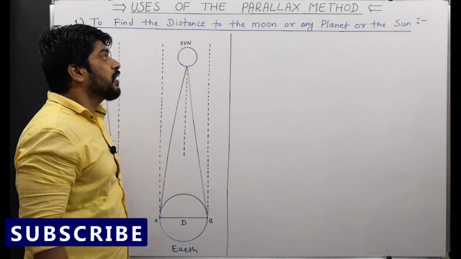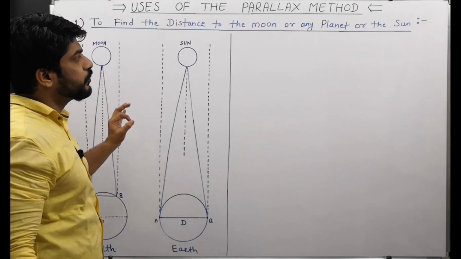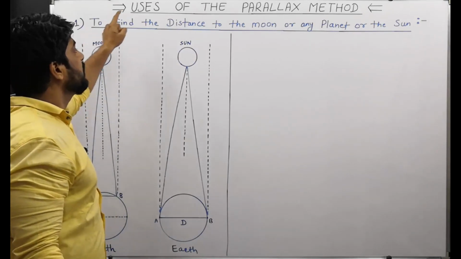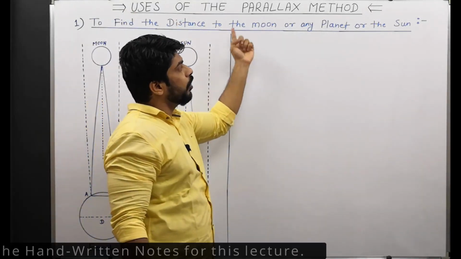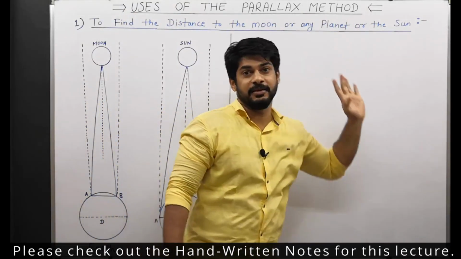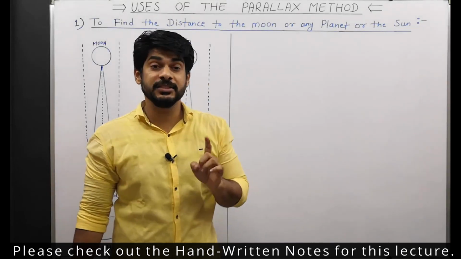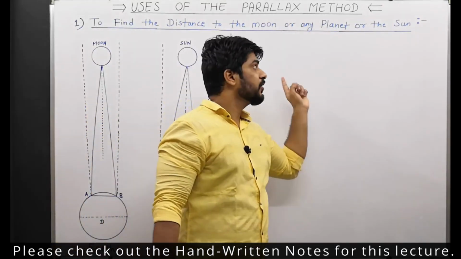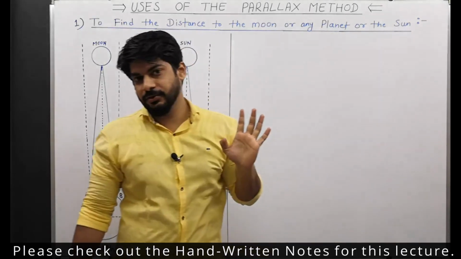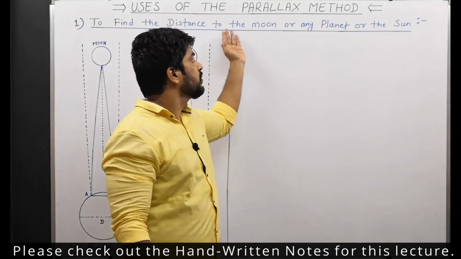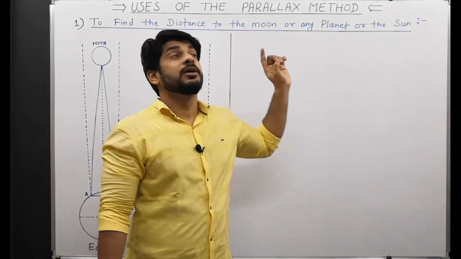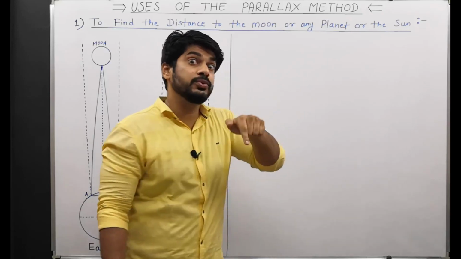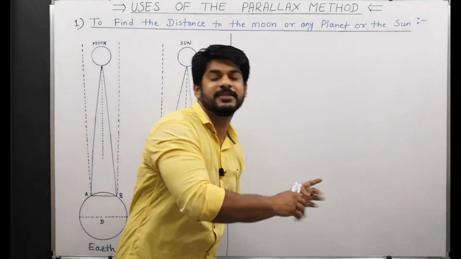So over here, I am going to start with the first use of the parallax method, that is to find the distance to the moon or any other planet or the sun. For all these 3 objects, the method is going to be the same. The technique, or the way we use the parallax method, is going to be the same over here.